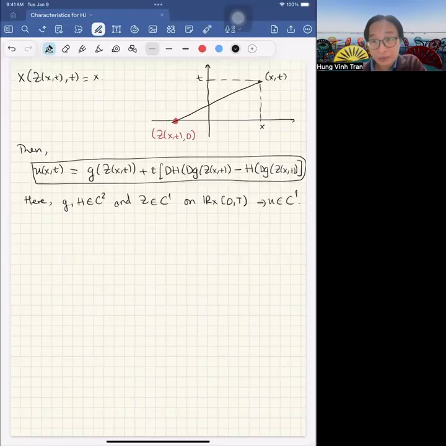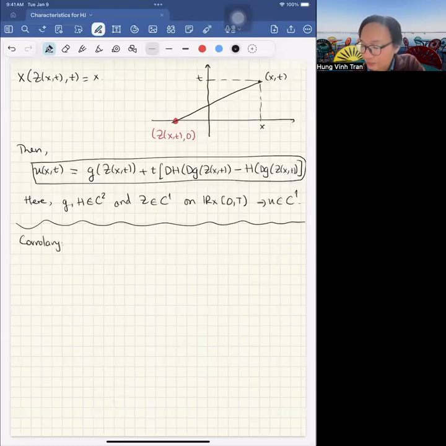We have to use the implicit mapping theorem here. Capital Z of (x,t) is not totally determined, right? But it's implicit and it's there. Okay, so now let me end this lecture with a final corollary.